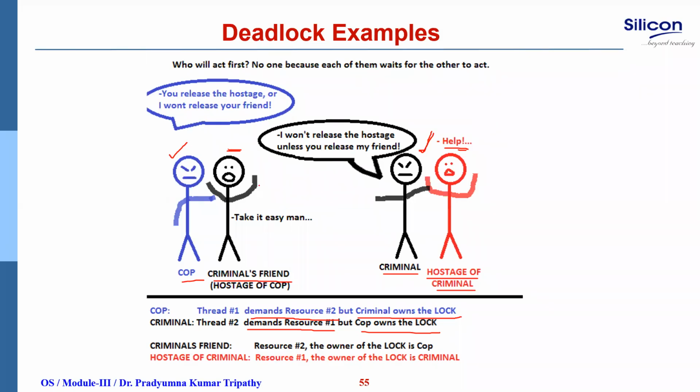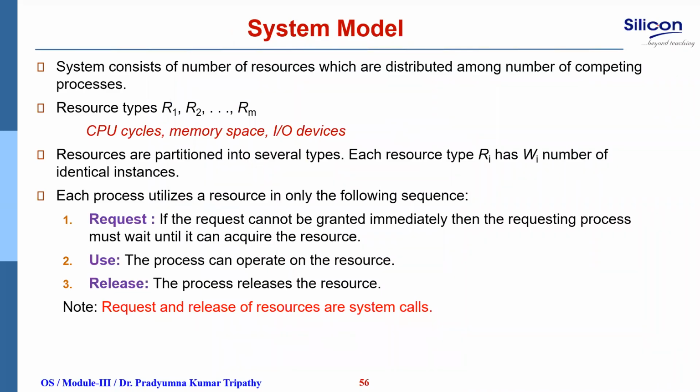Okay. So now we'll see that the system consists of a number of resources. I have already told you the system consists of a number of resources which are distributed among a number of competing processes. So you have a limited number of resources which need to be distributed among various processes. What are resources? CPU cycles, memory, IO devices, hard disks, tape drive, bus. These are all resources. Understood?